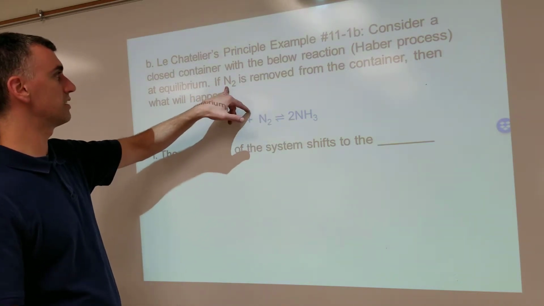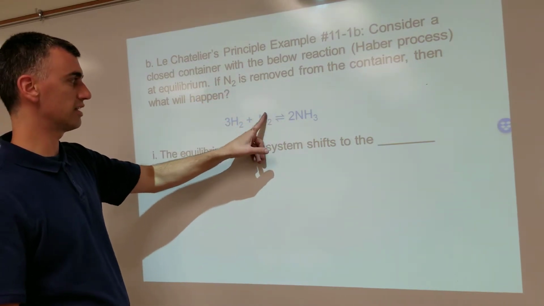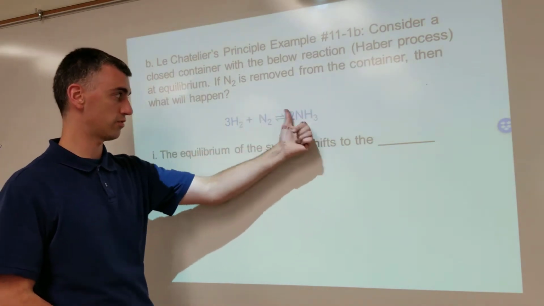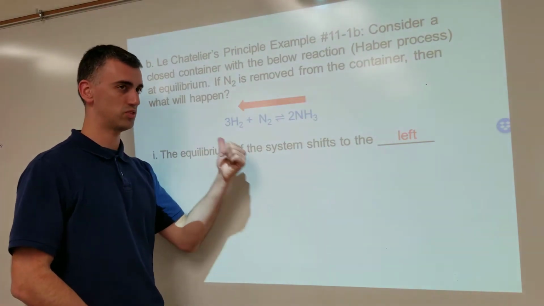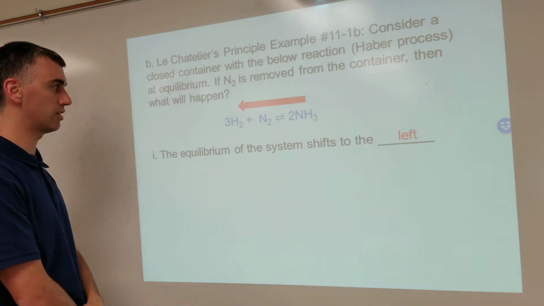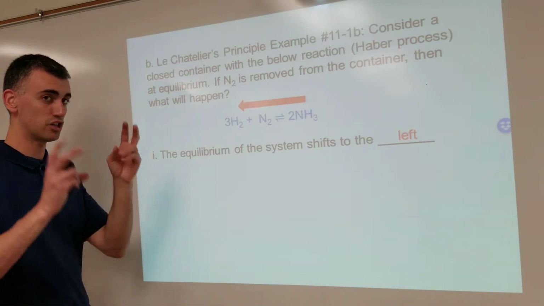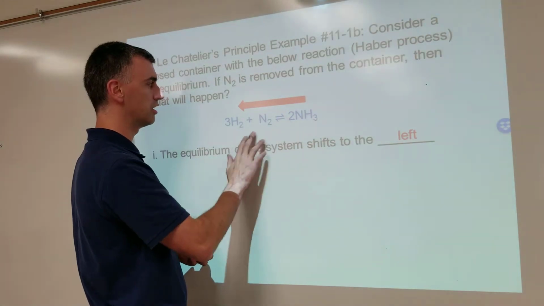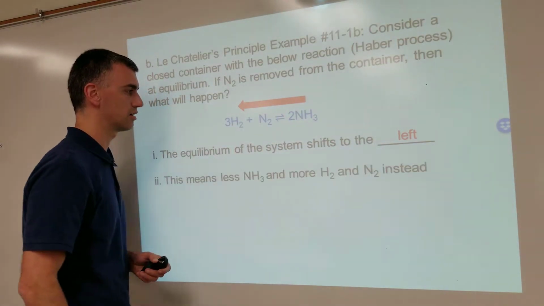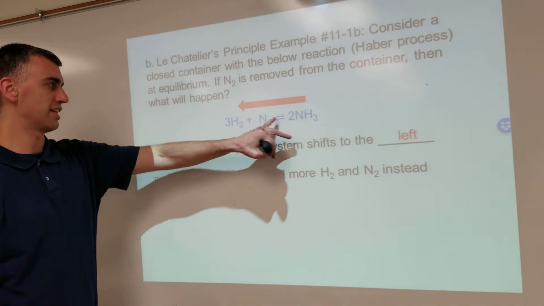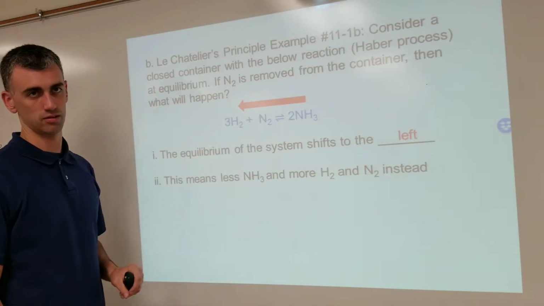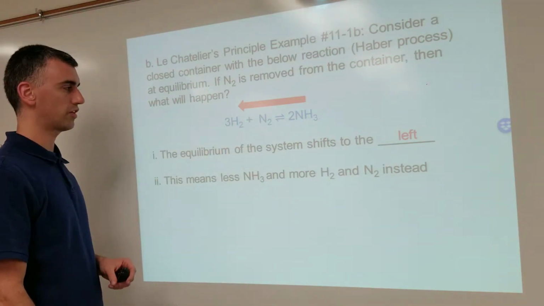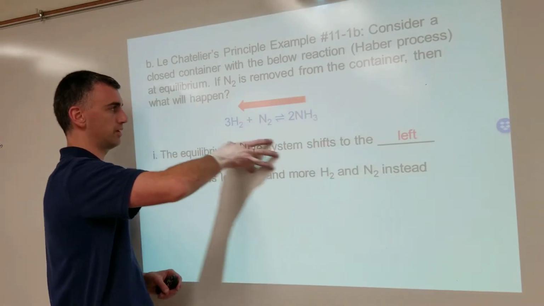So it says you're removing nitrogen. That means you're removing this. It's on the left side. It'll shift toward what you removed. There you go. So it shifts to the left, which means you're getting less of whatever's on the side it shifts away from and more of whatever's on this side. So that's why we're going to say produces less of this and more of these. So it's basically all flowing this way.